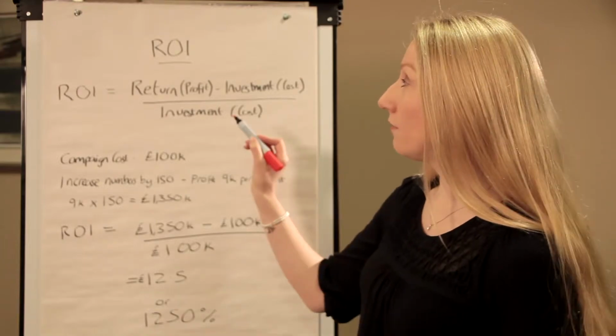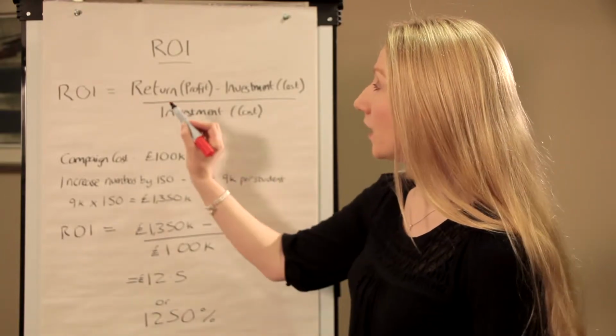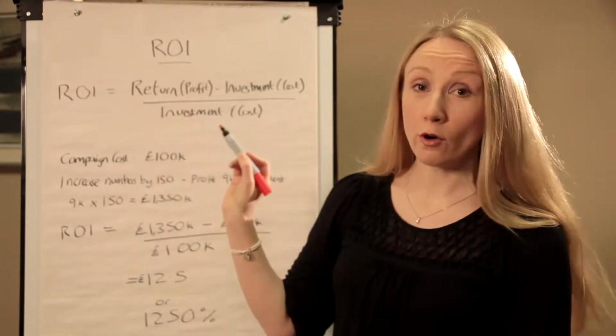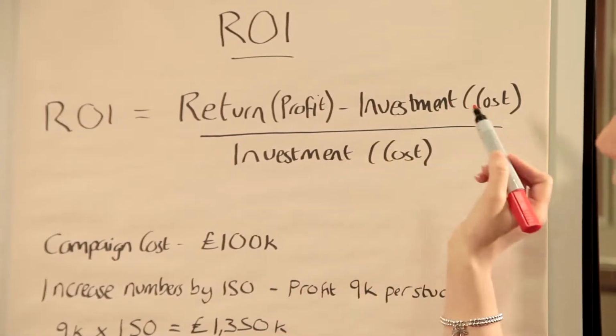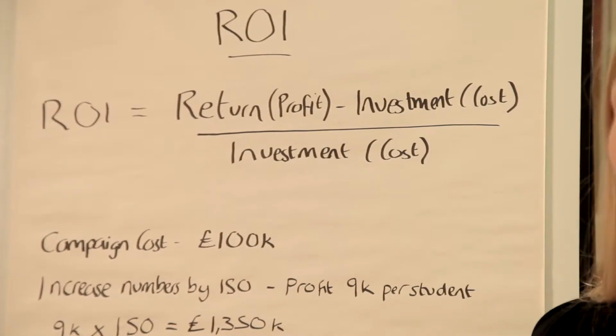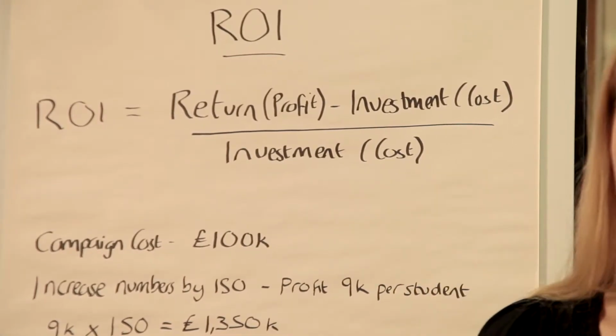So, return on investment is a very simple calculation. All we're looking for is the return, so the profit you have made from that activity, that campaign, that piece of work, minus the investment or the cost that you put into that piece of work, divided by that cost.